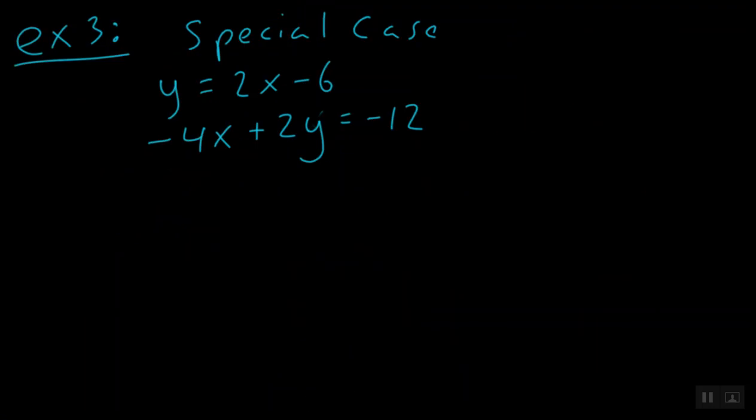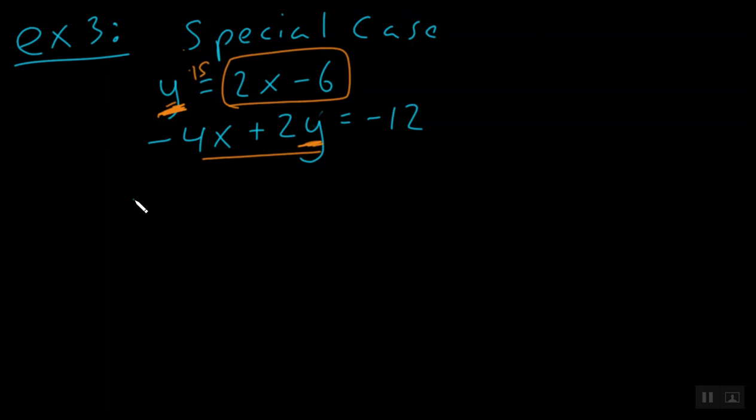Okay, here we are in example 3, and this is our special case. So we have y equals 2x minus 6, and we notice that in this one, it is the only equation or function where our variable is by itself. And here we have this second one in standard form because the x and the y are on the left. So let's go ahead and use substitution, and let's write our word is. So we can say y is 2x minus 6.